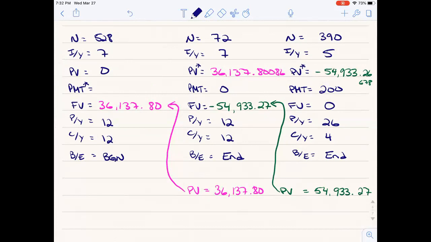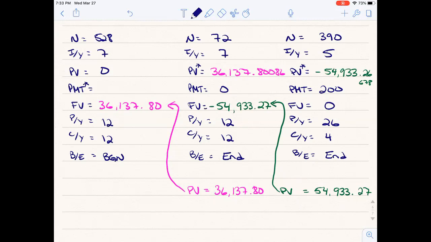So now 528 for N, 7 for the interest, 0 for the present value, 36,137.80 for the future value. Just make sure payments per year 12, compoundings per year 12, good. And change the mode. Remember, that's the second, and then the payment button has the BGN over top. And then second enter to change it to begin mode. And then you can exit out of there.